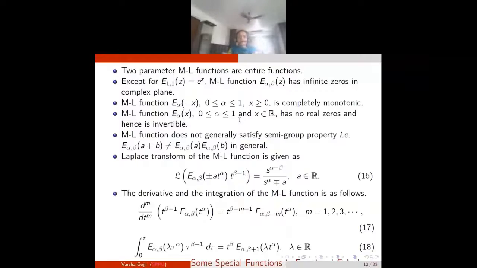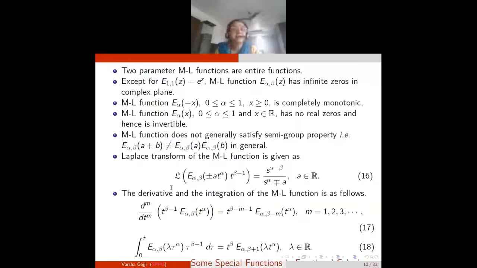Another interesting property of the Mittag-Leffler function is that it does not satisfy the semigroup property. That means just as the exponential function has e to the power a plus b equal to e to the power a into e to the power b, simple. But E_{alpha,beta}(a+b) is not equal to this. So it doesn't satisfy the semigroup property.